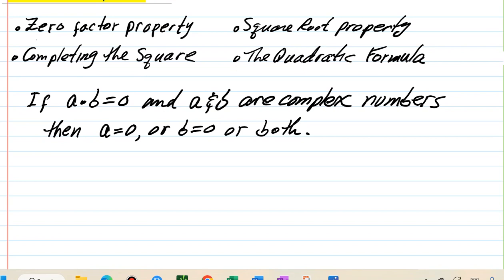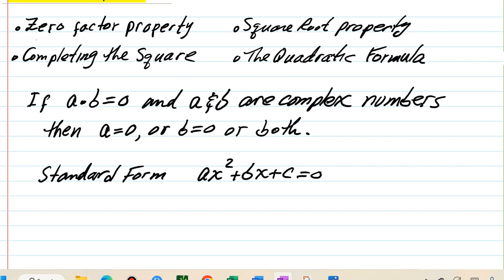So let's start by talking about the general form. This would be the standard form, or the general form, of the quadratic equation. The quadratic equation is going to be in the form ax squared plus bx plus c equals 0. Notice a quadratic equation is a second degree equation because the highest power on x is 2. So this is what we call a second degree equation as well.